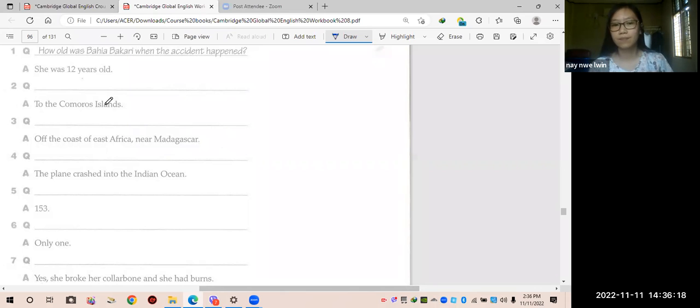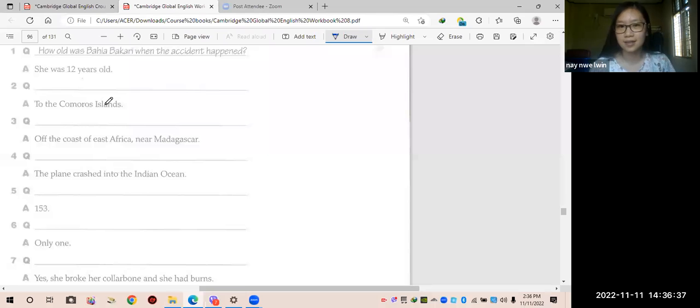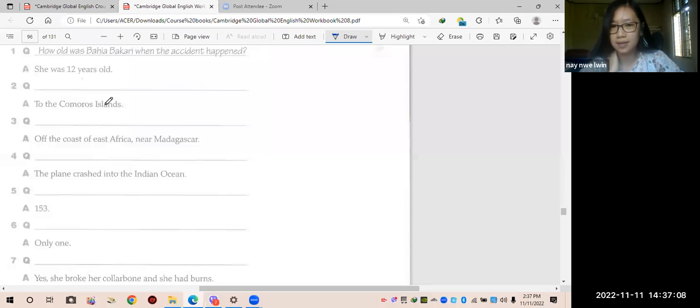So the answer is to the Comoros Islands. So how about number 3? Off the coast of East Africa. So what will be the question for number 3? Where is the Comoros Islands? Yes, where is the Comoros Islands? Correct. Because it is showing the location, right? So where is the Comoros Islands? The answer is off the east coast of Africa near Madagascar. And for number 4, the plane crashed into the Indian Ocean. So what will the question be for number 4? Where did the plane crash into? Yes, where did the plane crash? Correct. So the plane crashed into the Indian Ocean will be the answer for number 4.